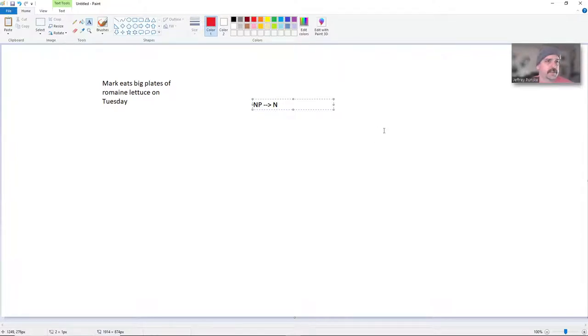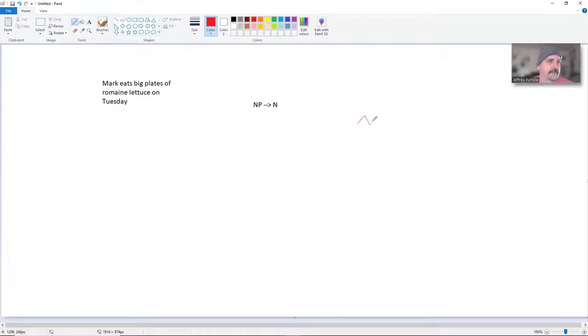And we can also draw what this would mean. This is why I have this fancy program. I'm not the best artist, but let's see if I can make my lines a little thicker. That's better. So we have a noun phrase going to a noun. And then that noun is Mark. Easy peasy.